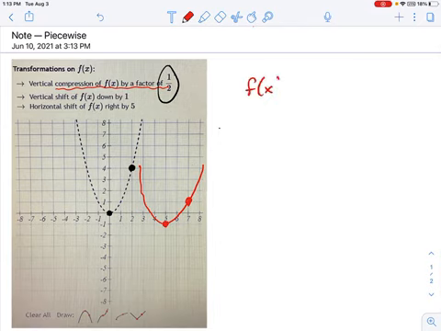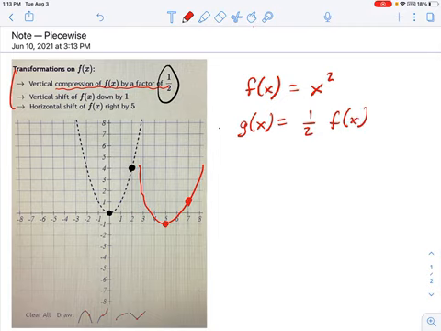This is my original function, the parent function, f of x. And you guys know that that's x squared. Okay, you should be familiar with the shapes of these. But let's go through this and work through the transformations. First, I have a compression by a factor of 1/2. So it's going to be g of x equals 1/2 f of x. Okay, and what else is happening here?